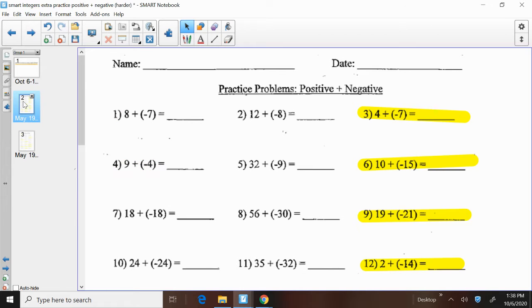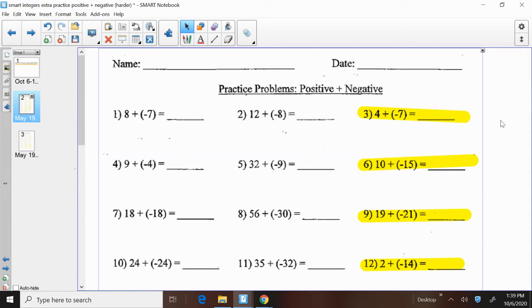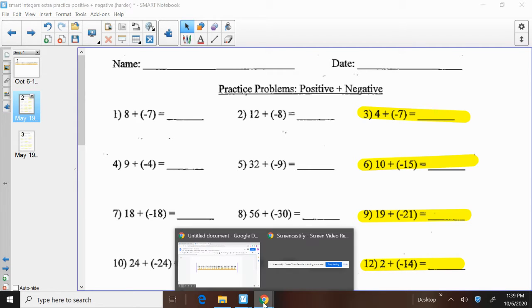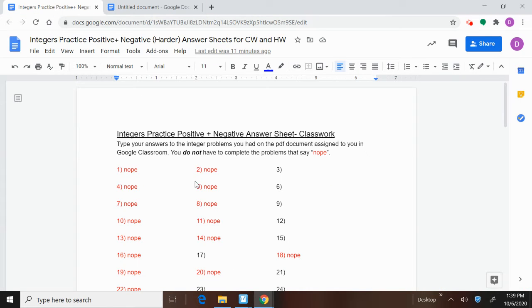And I want to show you how that lines up with the answer sheet that you're going to be using to submit your answers. So for example, here you can see we have to do problems 3, 6, 9, and 12. We don't have to do all these. So that lines up with your answer sheet. Okay, you can see there's a spot for answers for 3, 6, 9, 12, 15. Any that you don't have to do, say nope in red. And it even says that up here.